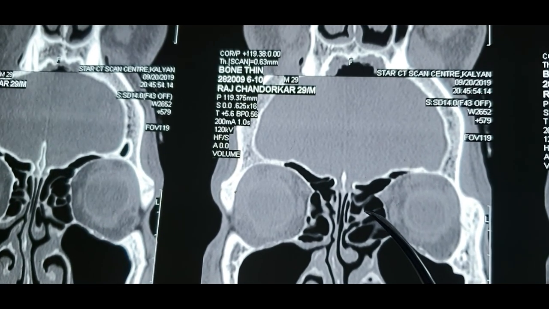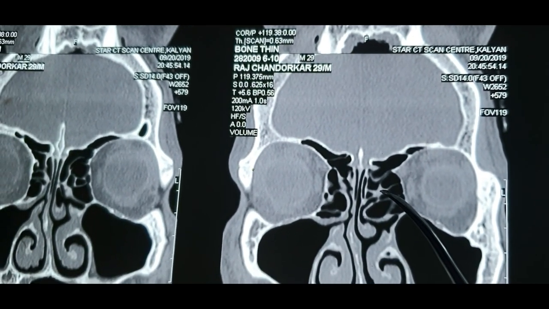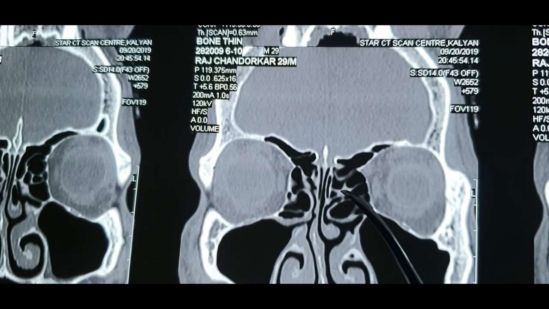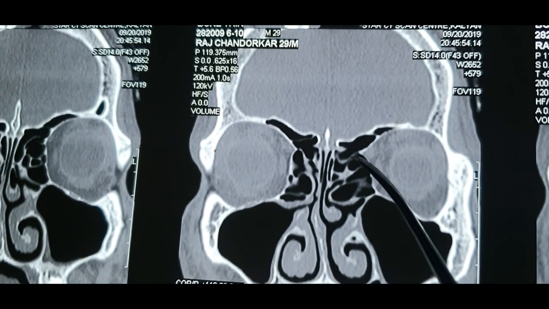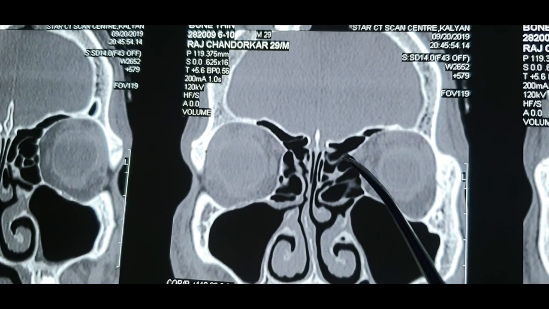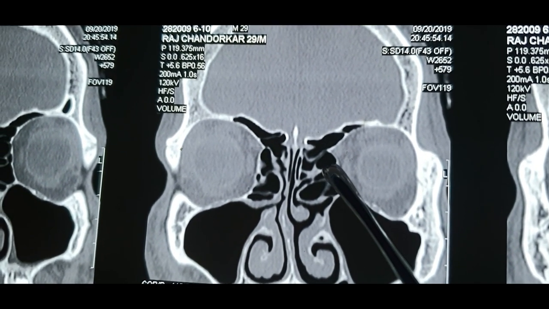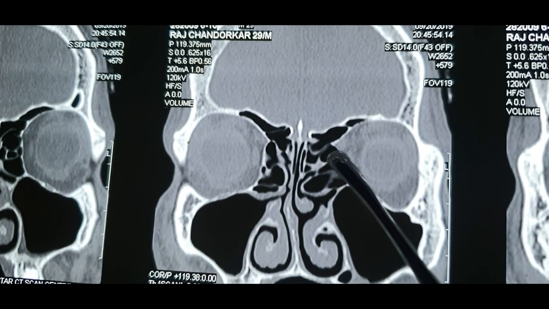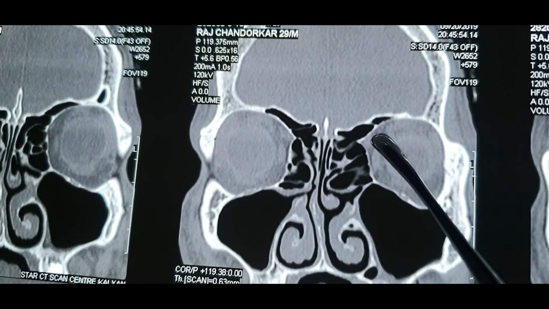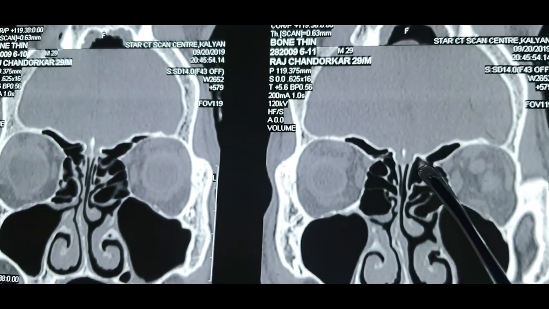Now, we all know that when we open the frontal sinus, we use the intact bulla technique to preserve the anterior ethmoidal artery. So the bulla ethmoidalis acts as a bodyguard to the anterior ethmoidal artery. See, this is the artery. This is the artery.